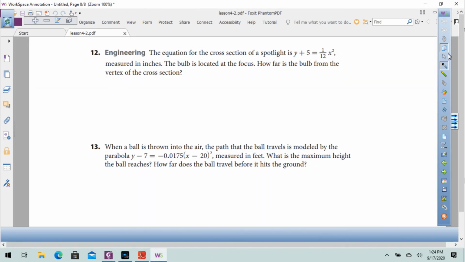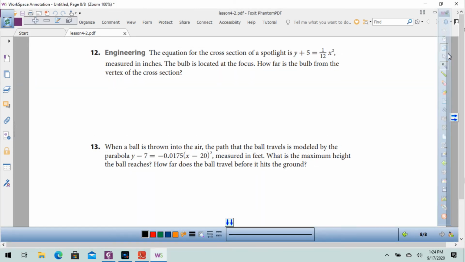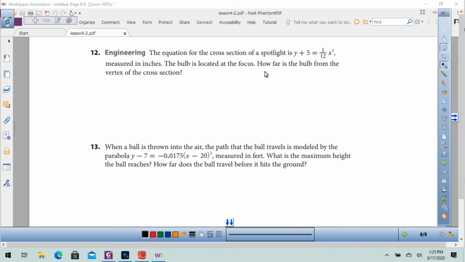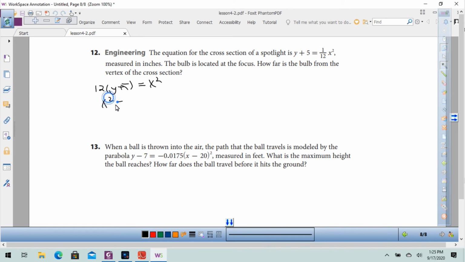Engineering. The equation for the cross section of a spotlight is y plus 5 equals 1 over 12x squared, measured in inches. The bulb is located at the focus. How far is the bulb from the vertex of the cross section? Okay, so we need to rearrange this. I'm going to multiply both sides by 12, and I get x squared equals 12 times y plus 5.